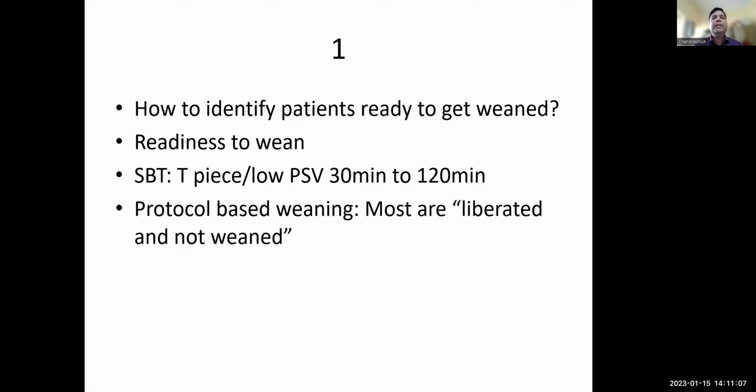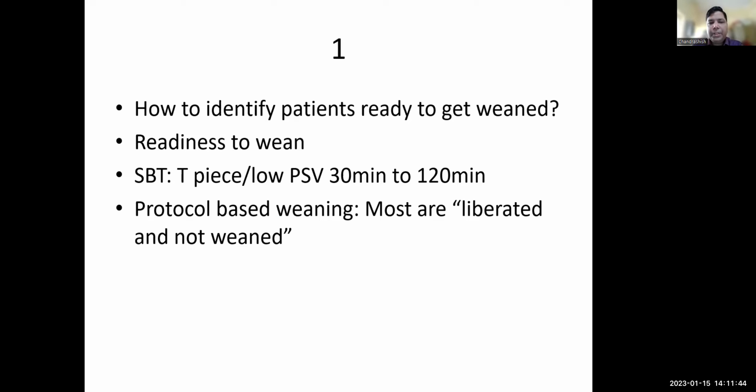Now, the first thing that should be taken care of is whether the patient is ready to get weaned, that is readiness to wean criteria. I'll talk about it in the next slide. And once you decide that this is a patient who is ready to be weaned, the most popular ways of weaning a patient is either to give them a T-piece trial, or take them off the ventilation completely and put them on a T-piece, or to keep them on and do something that's called a low pressure support ventilation trial.